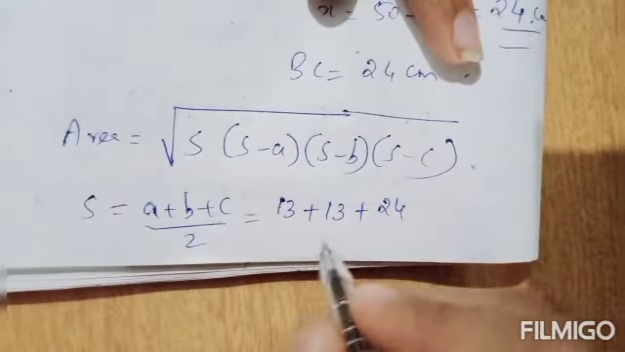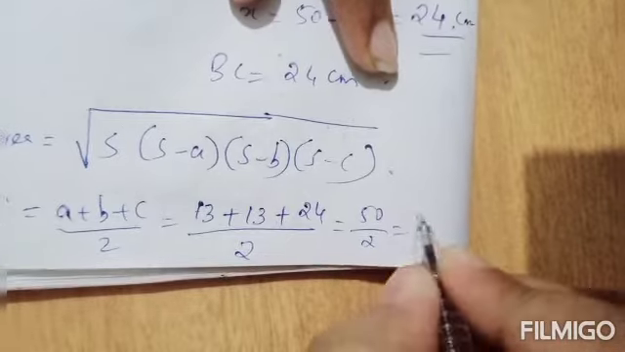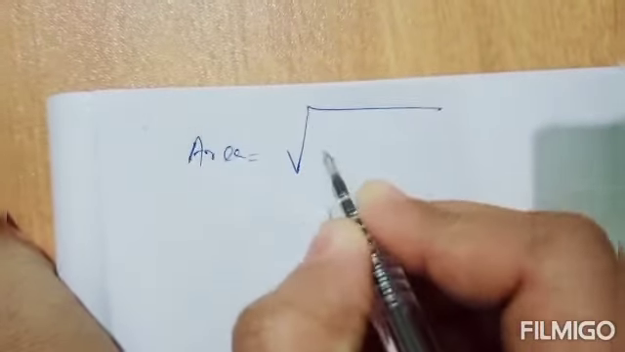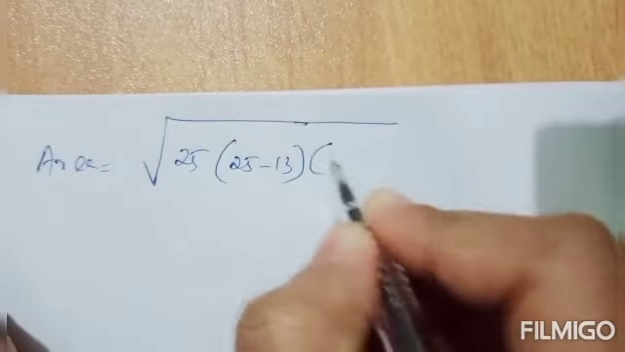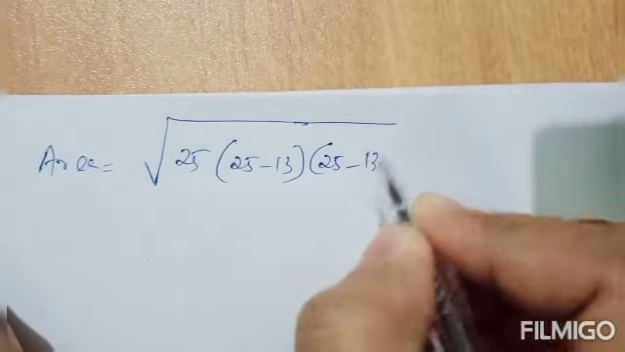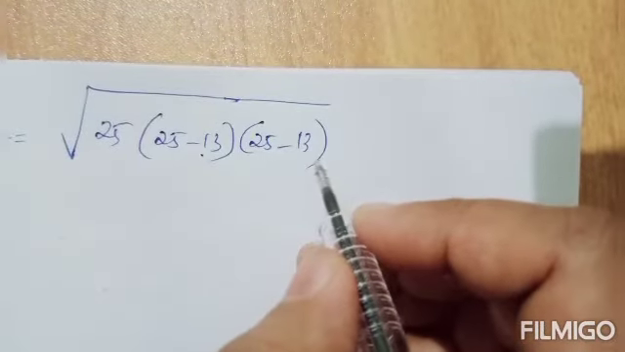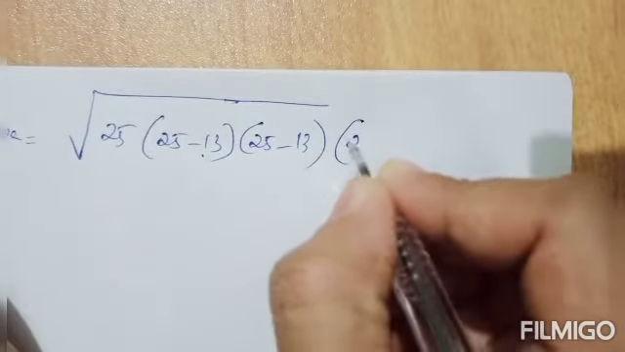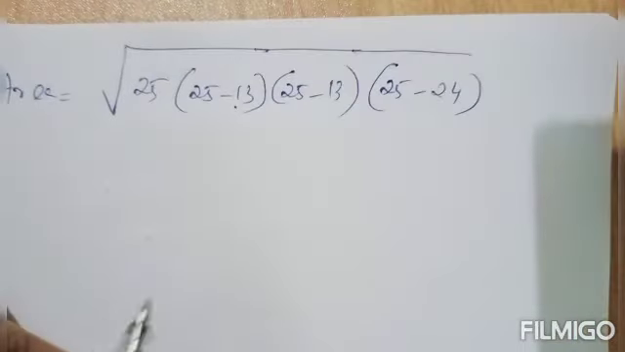So 13 plus 13 plus 24 by 2, that is 50 by 2, you will get 25. Now, therefore, the area is root of 25 into 25 minus 13 into 25 minus 13. Two sides, A and B, both have equal length, so again 25 minus 13. Now 25 minus c, it is 24, the third side we found.